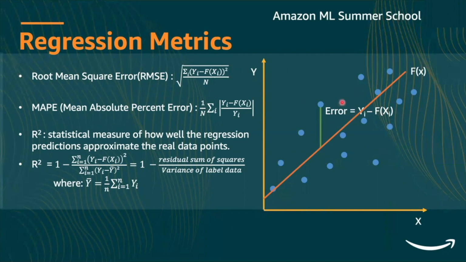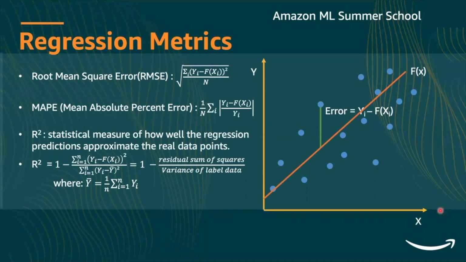Now, consider this data point. The error is determined by yi minus f of xi. So this distance is the error, right? Using this error, you can compute root mean square error, which is the square of this error divided by the total number of samples, summed across all the samples, and you take a square root of it. Similarly, you can compute mean absolute percentage error, and you can also compute R square.